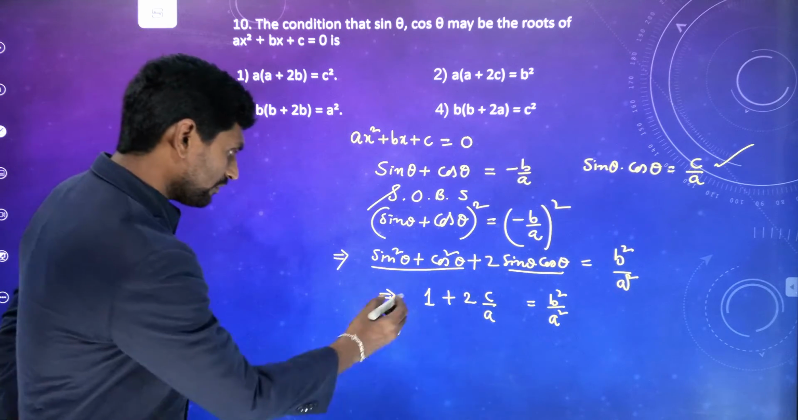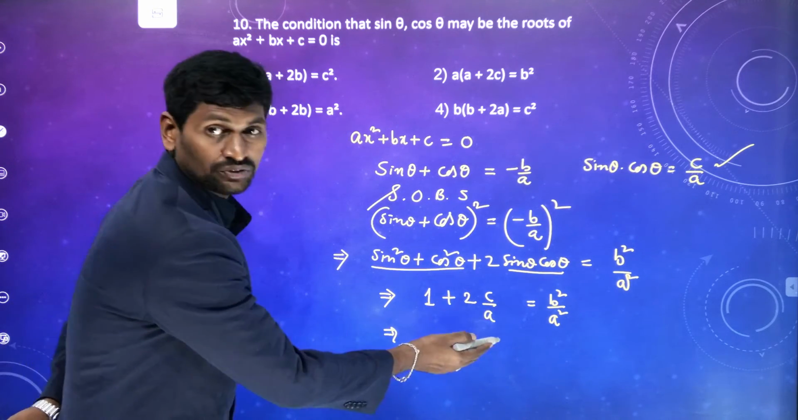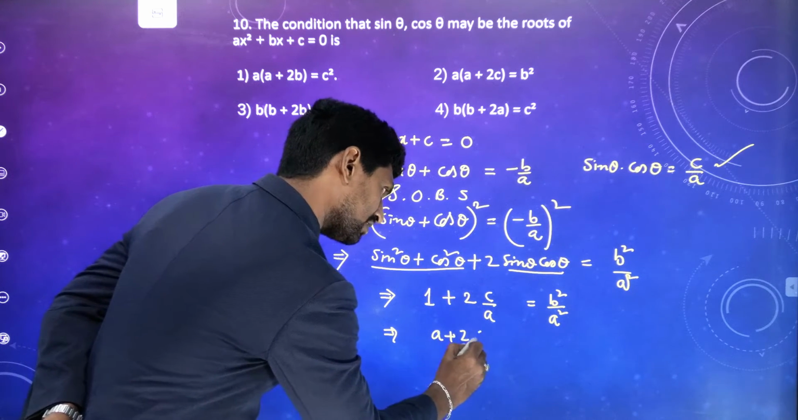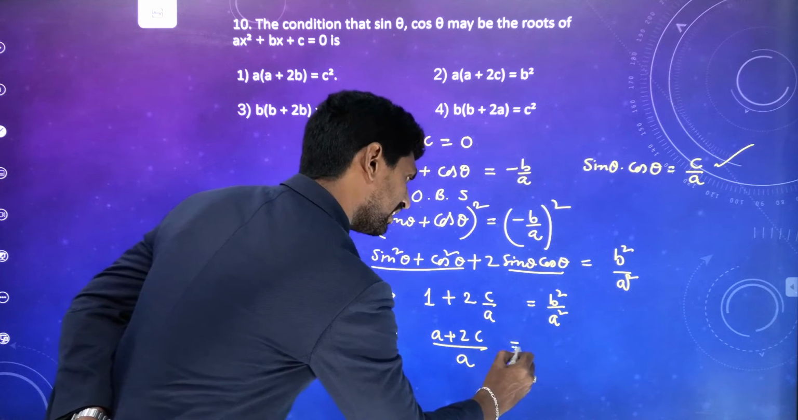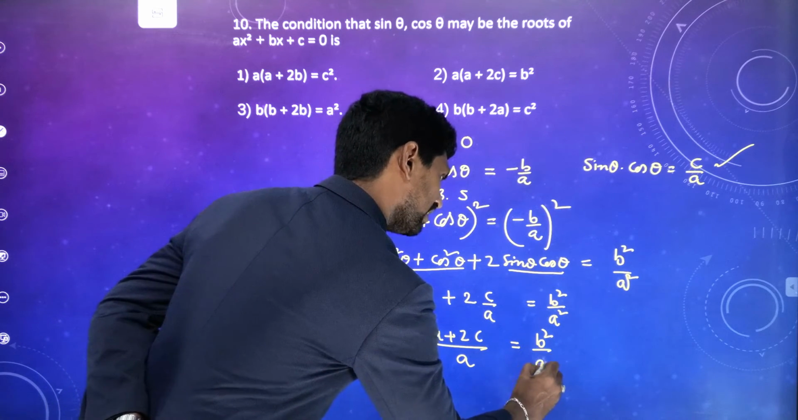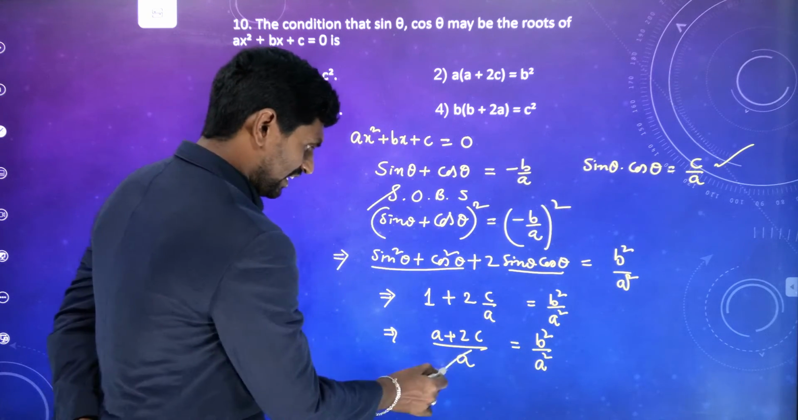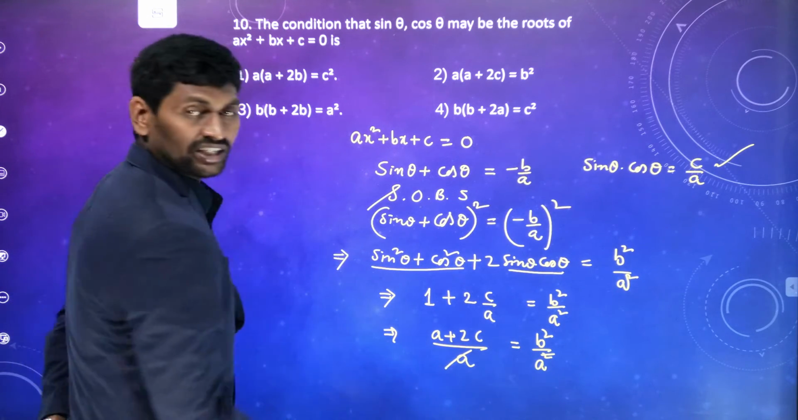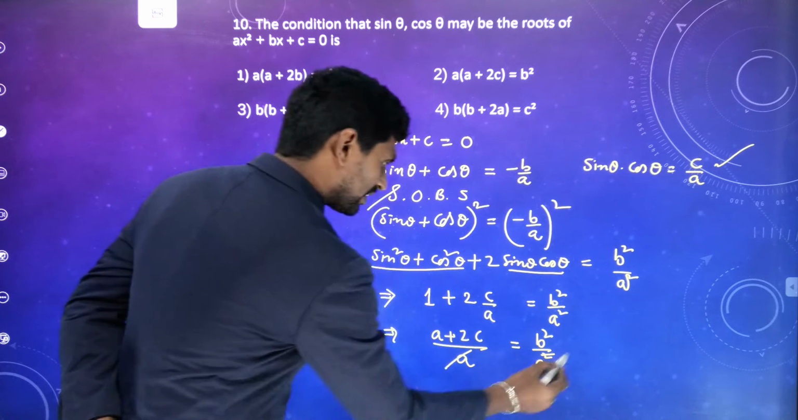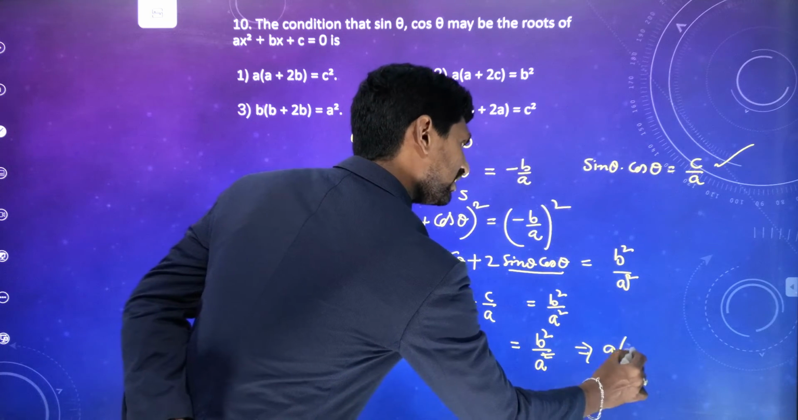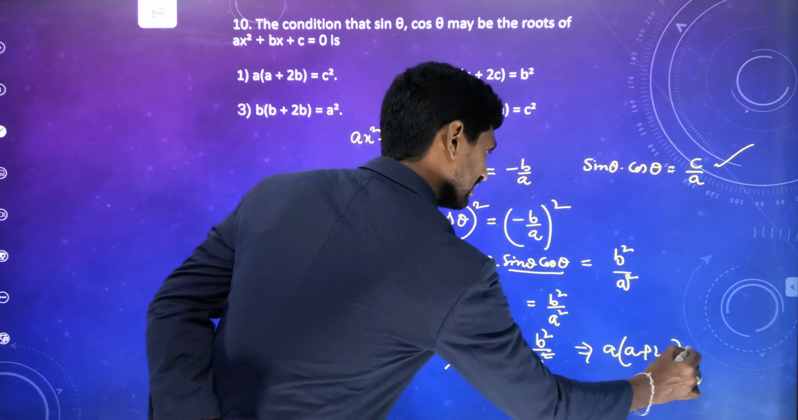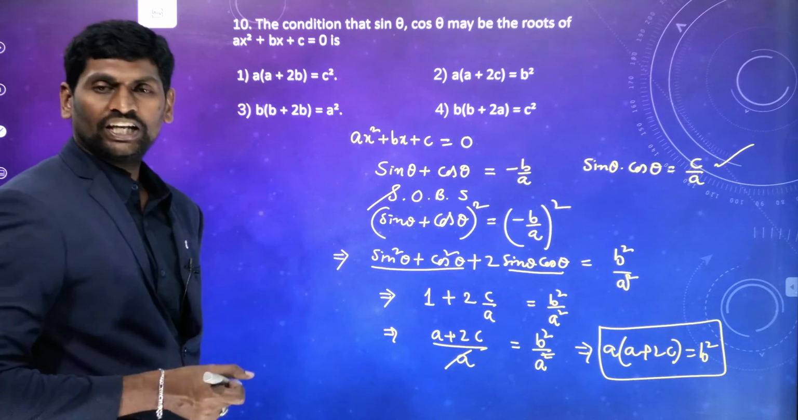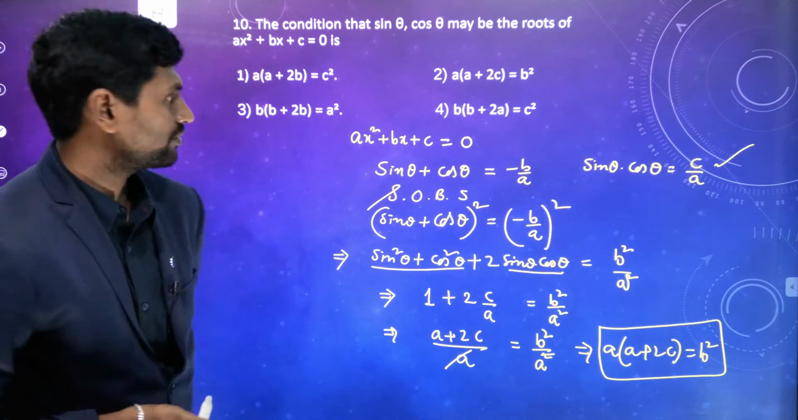Now simplify here. This is looking like a mixed fraction: a into 1 is a, so a plus 2c divided by a equals b square by a square. This a and this square will be cancelled. Now what is remaining here? Denominator a, here 1. Cross multiplication: a into a plus 2c equals b square. This is our required condition: a into (a plus 2c) equals b square.